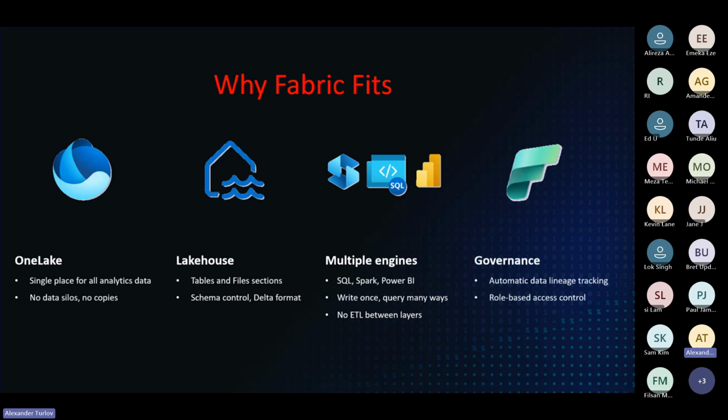And finally, there is governance, which is extremely important when we want to have order. What's important about Fabric is that the governance is built in. There's no need to create anything and put it on top of your data. Automatic data lineage tracking is native and built in from the very beginning. On top of that, we have very detailed role-based access control that allows you to manage access to each and every individual piece of data in each and every layer.